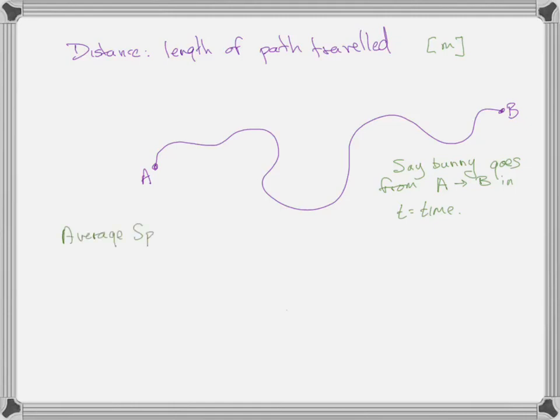Let's say that Bunny goes from point A to point B, a distance, whatever that distance is, in a time t. Average speed is total distance traveled over total time, right? Total distance over total time. So if we call the total distance d and the time t, then it's distance over time. But it's total distance over total time.